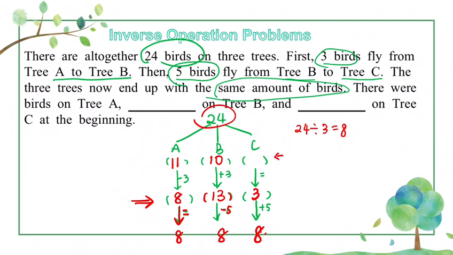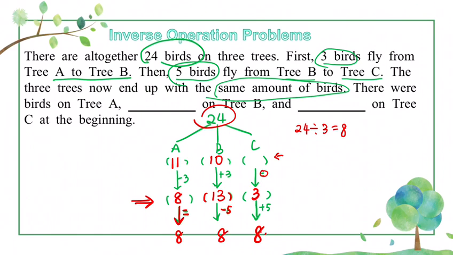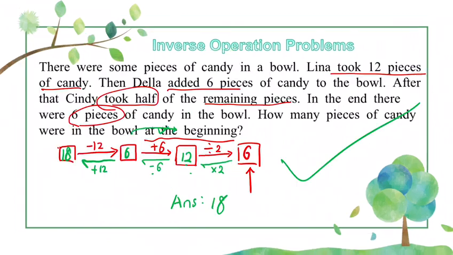And in the end, for tree C, the amount of birds just keeps still because here is an equal symbol, right? So here should also be 3. That's all. And double check your answer: 11 plus 10 plus 3 is 24. Correct. So in the end, remember to fill the answer in the blank. There were 11 birds on tree A, 10 birds on tree B, and 3 birds on tree C at the beginning. That's all. Very easy, right?